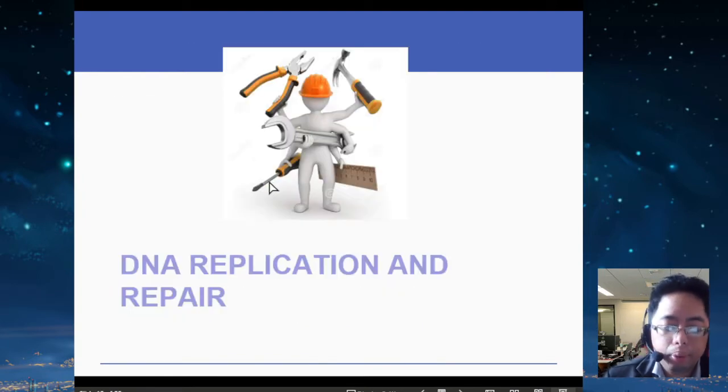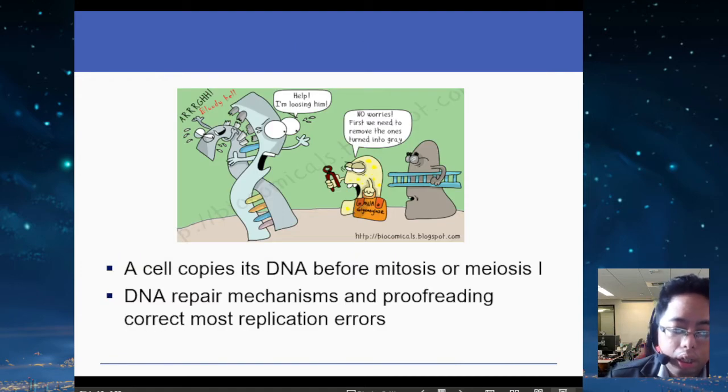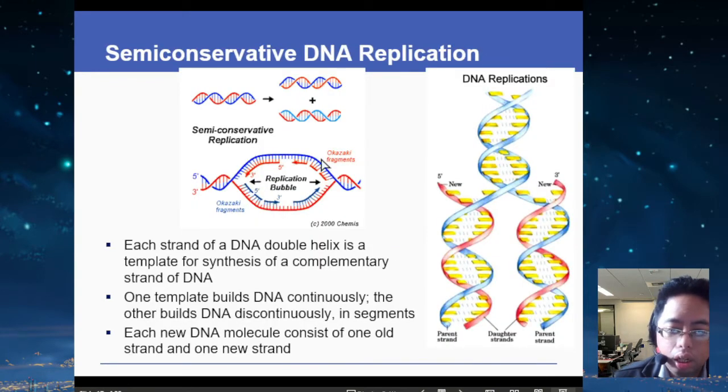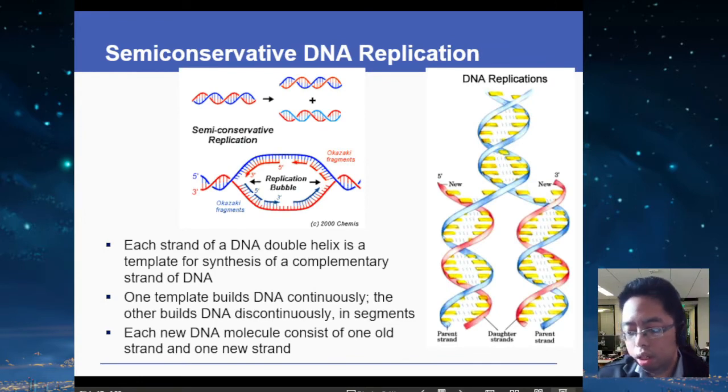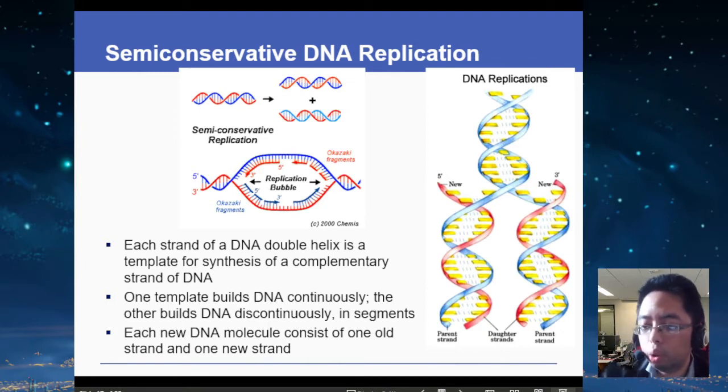Okay, so now we move to DNA replication and repair. DNA is copied before mitosis or meiosis 1, and DNA repair mechanisms and proofreading correct most replication errors. So there is this term called semi-conservative. You have two strands of DNA. The new strand will be made based on one strand of the two. So when new DNA is made, one is old, one is new, because the old DNA is used as a template to build the new DNA. That's what you call semi-conservative.